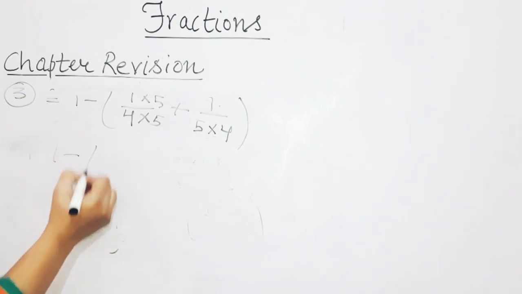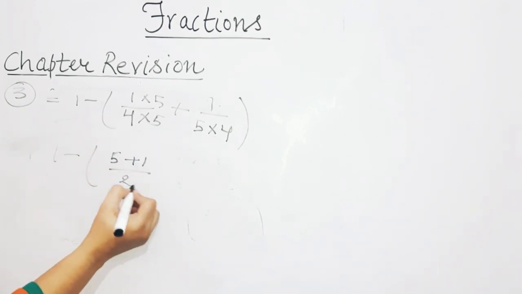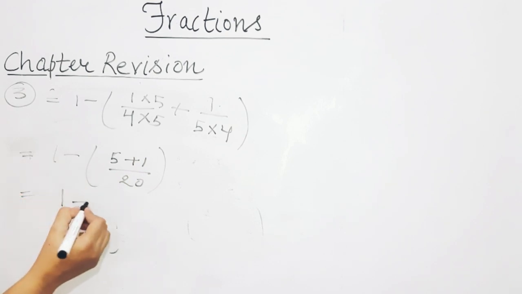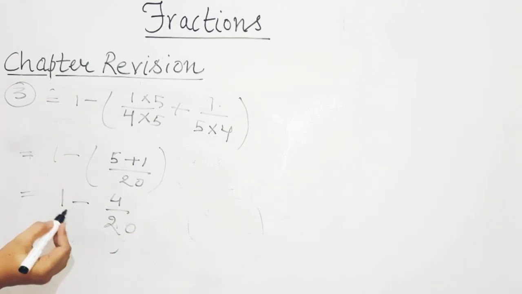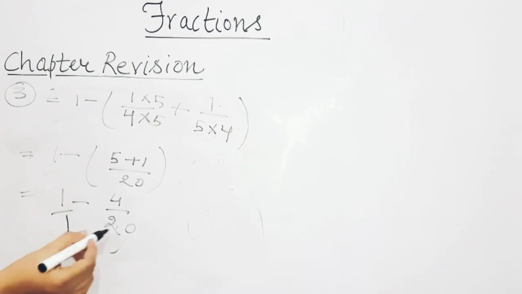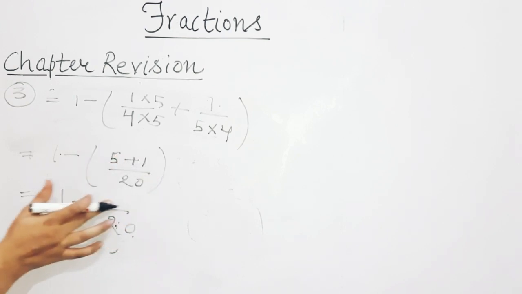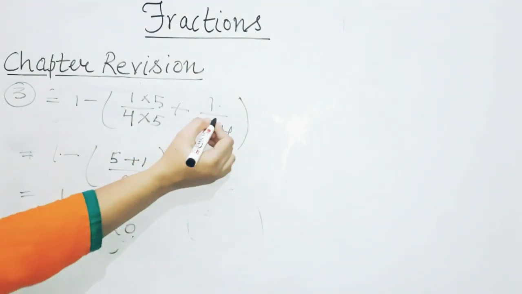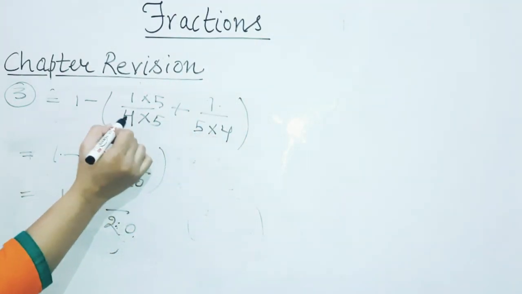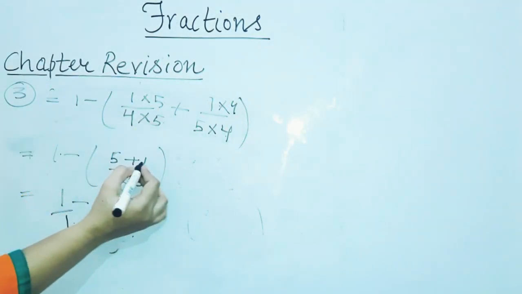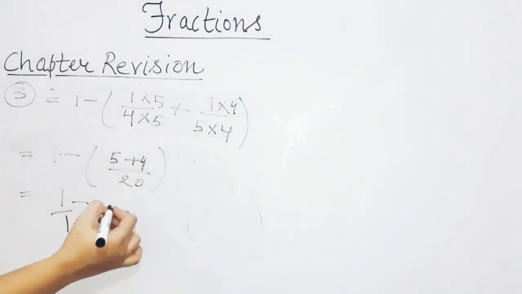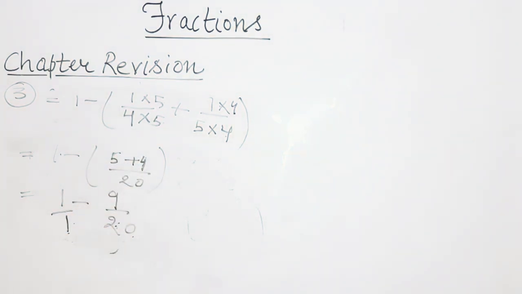So it will be 1 minus 5 plus 4 upon 20. Now 1, it is not having any denominator, by default consider 1 as the denominator. Now what is the LCM of 1 and 20? It will be 20, right? सॉरी स्टूडेंट्स, 4 5s are 20, 1 5s are 5, यहाँ 5 4s are 20, तो 1 4s are 4, तो यहाँ पे आपका 4 आएगा, right? तो 5 plus 4 is 9. So 1 minus 9 upon 20.